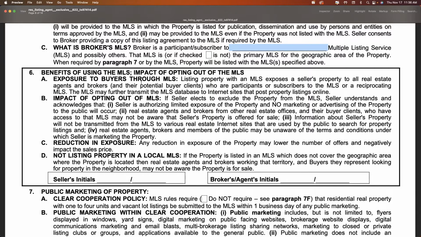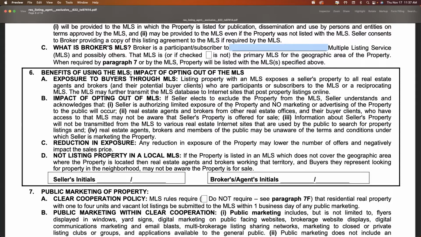Not listing a property in the local MLS: if the property is listed in an MLS which does not cover the geographic area where the property is located, then real estate agents or brokers working that territory and buyers they represent looking for property in the neighborhood may not be aware of the property for sale. And that's only fair. If I'm listing a property in Bakersfield and I know that very few properties in Bakersfield show up on the CRMLS because they have their own MLS, then that has to be explained to the seller that, hey, by listing with me, the exposure you're getting is going to be less, especially in your specific area. Now, in other areas of the state, it's going to be all over the place, okay?